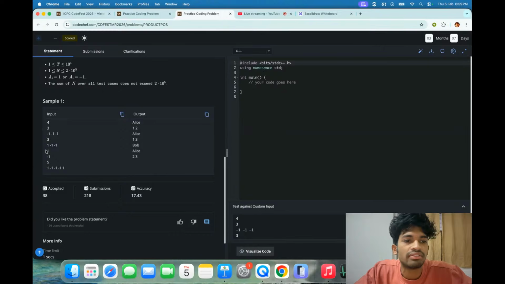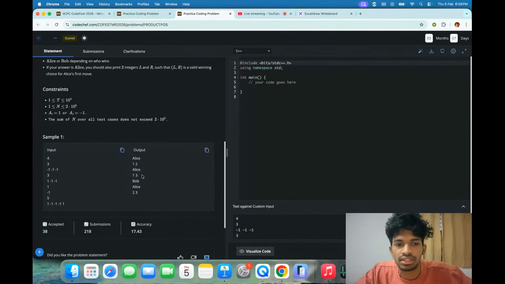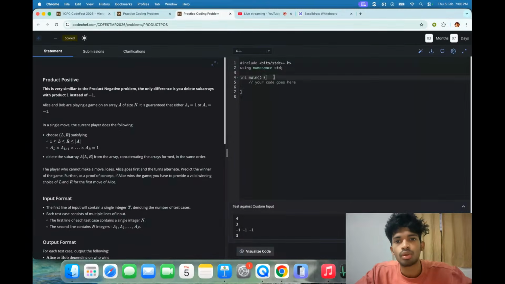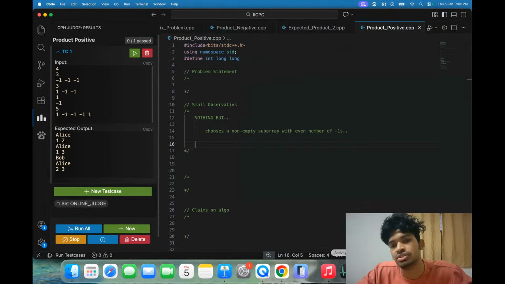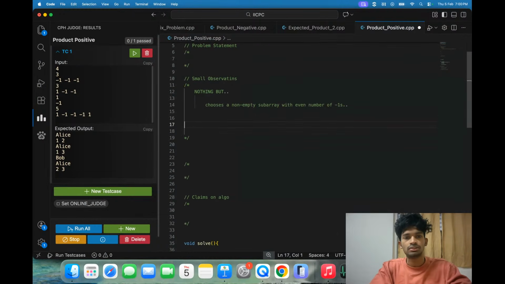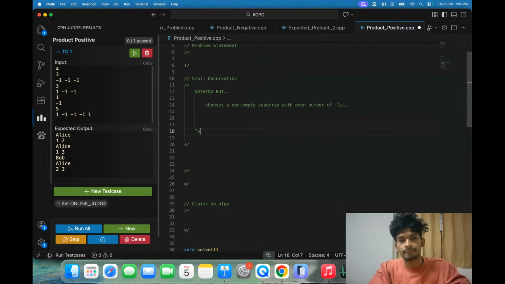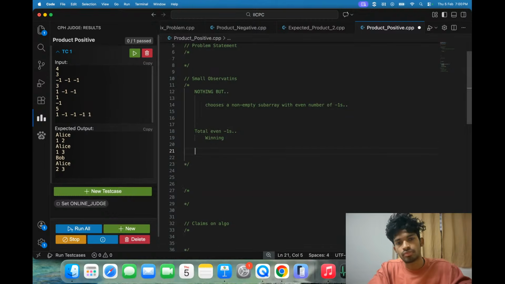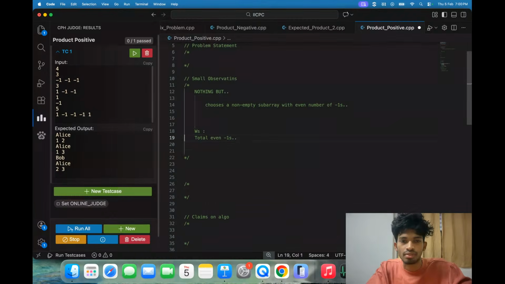Okay, if the total number is even, Alice can take everything. That's a test case here. But even if the total number is odd, Alice can win here, it seems. Okay. What are some losing positions? What are some winning positions? Let's try to write that. Let's put W's here. Let's put L's here.